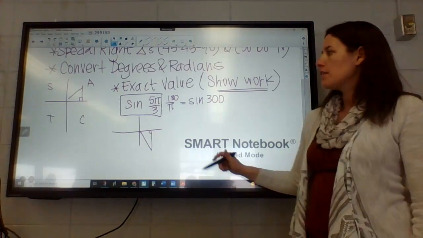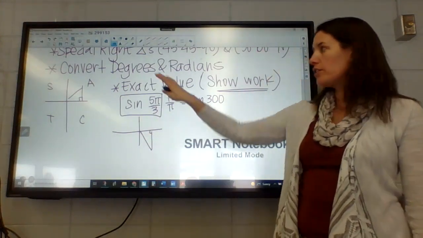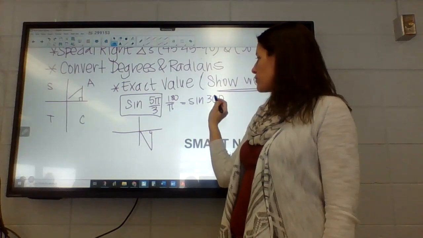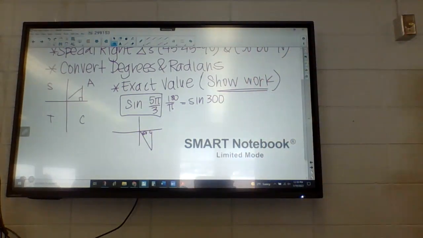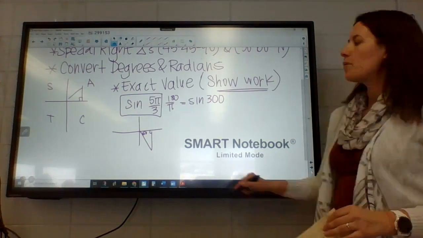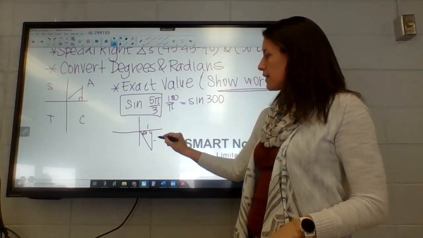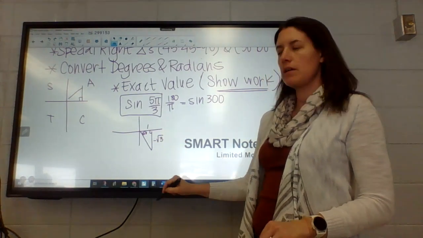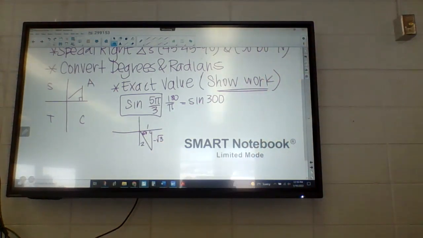So for the 5 pi over 3, I'm going to set up my triangle using my 30, 60, 90. Since it's 300, technically this is a 60-degree angle here, or pi over 3. When I go over here, that's going to be 1. This is down, so that's going to be a negative square root of 3 because it's down. And then this is 2. The way I know it's 1, square root of 3, and 2 is because it's a 60-degree angle. That's our special right triangles of 30, 60, 90.